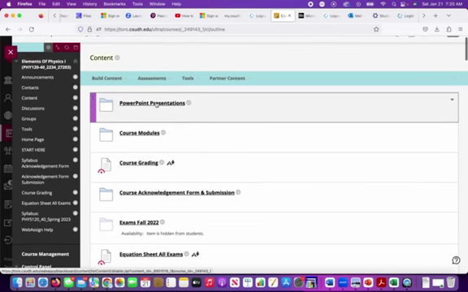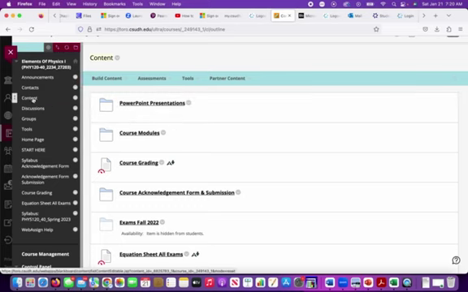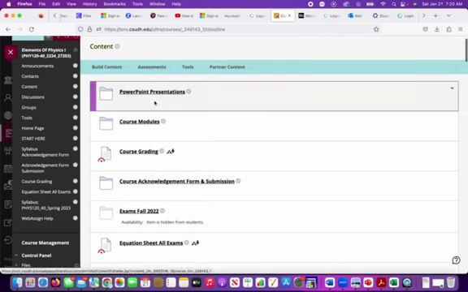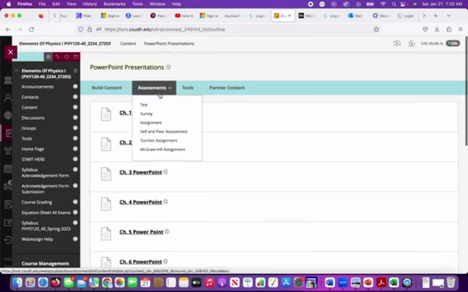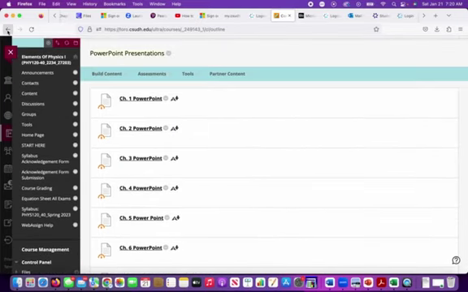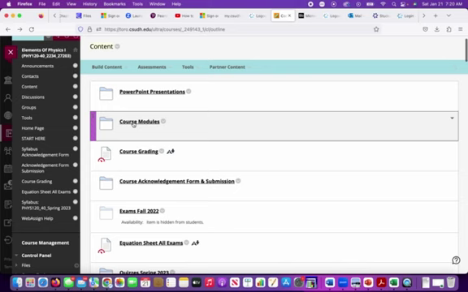These PowerPoint presentations, I will not use them, but you can use them as a summary for your work. You will be able to access them from content. Under content, you will find PowerPoint presentations. As I said, it's a summary.